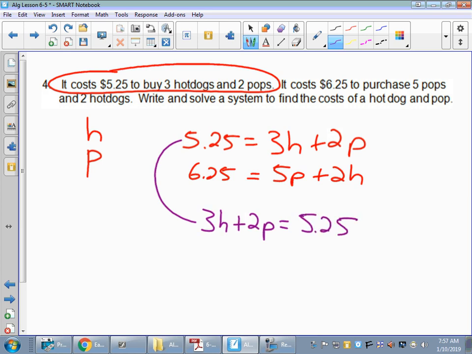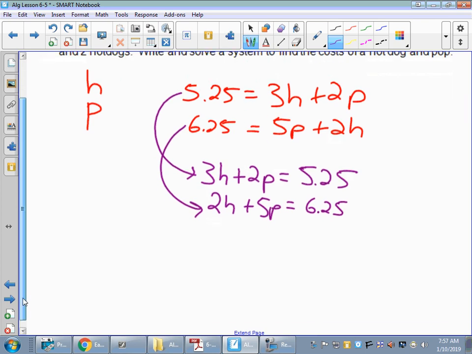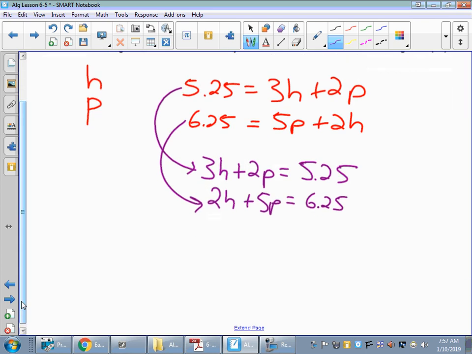And then the second one, I'm just going to move it down here as well to make sure it's all lined up. So I'm going to go 2H plus 5P equals 625. So now I've got my H's and my P's all lined up and my constants all lined up. So now it becomes a little bit easier to say, okay, what am I going to do?